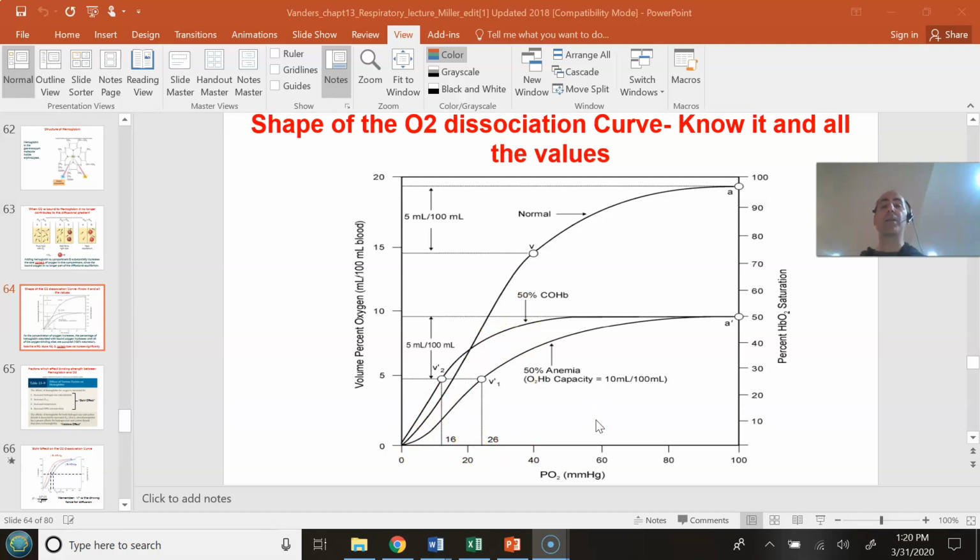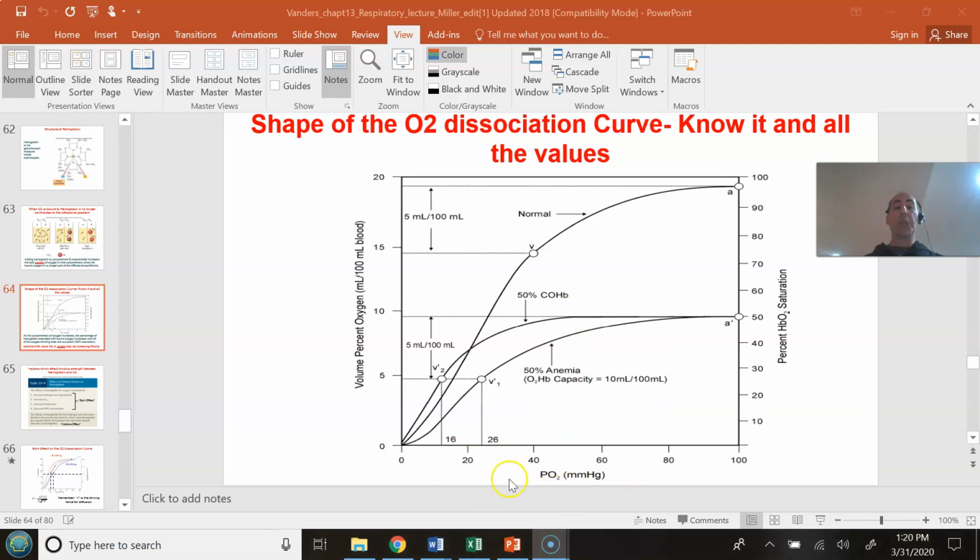Okay, so what are the take-home messages? One, you need to memorize the curve. You should be able to draw this curve or label this curve. So that's one. If you don't do it now, you're going to have to know it in medical school, PA school, whatever.